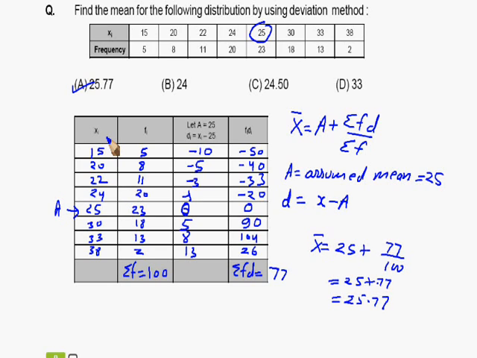Now we move to the next method of finding the mean, the step deviation method.